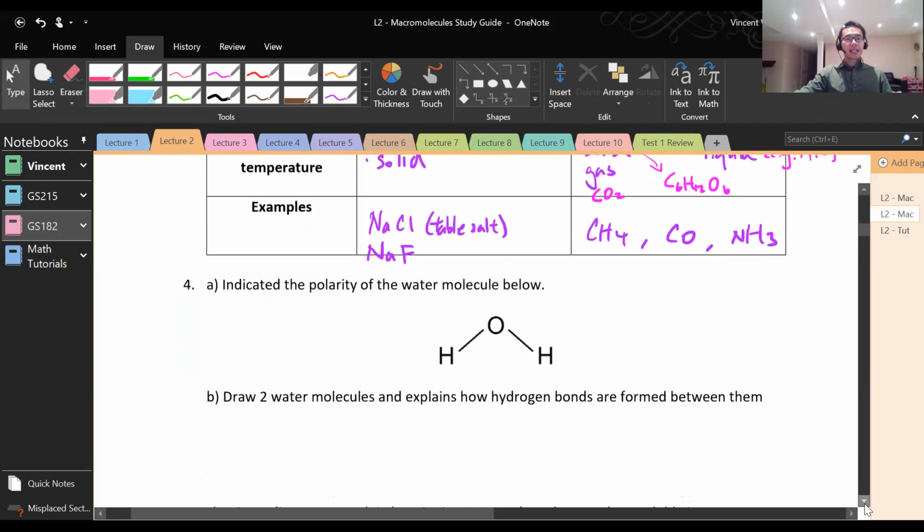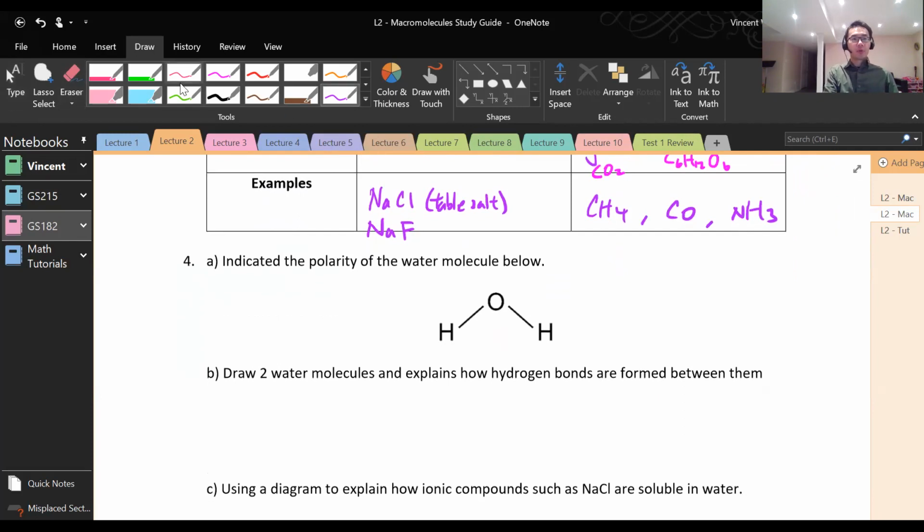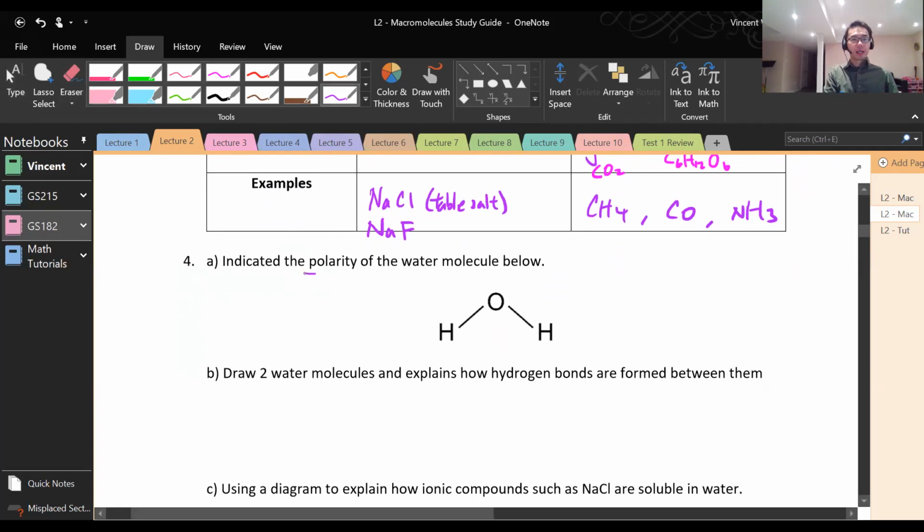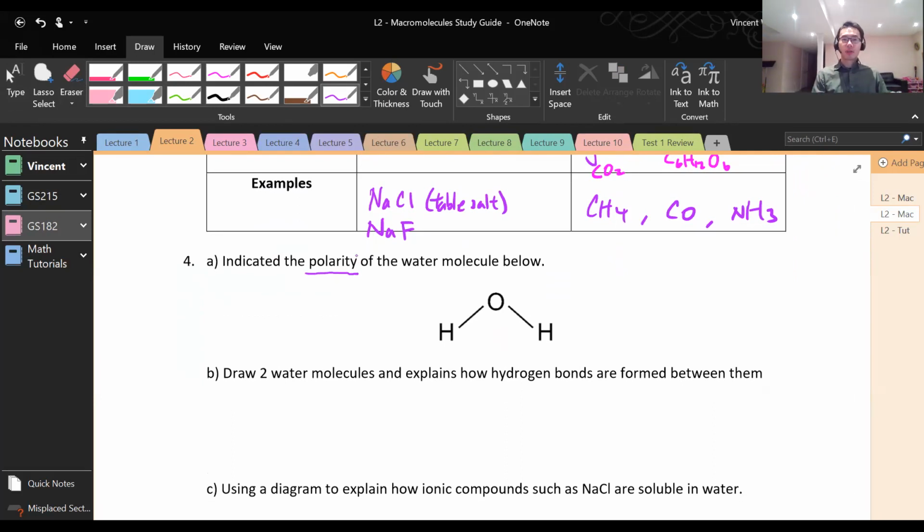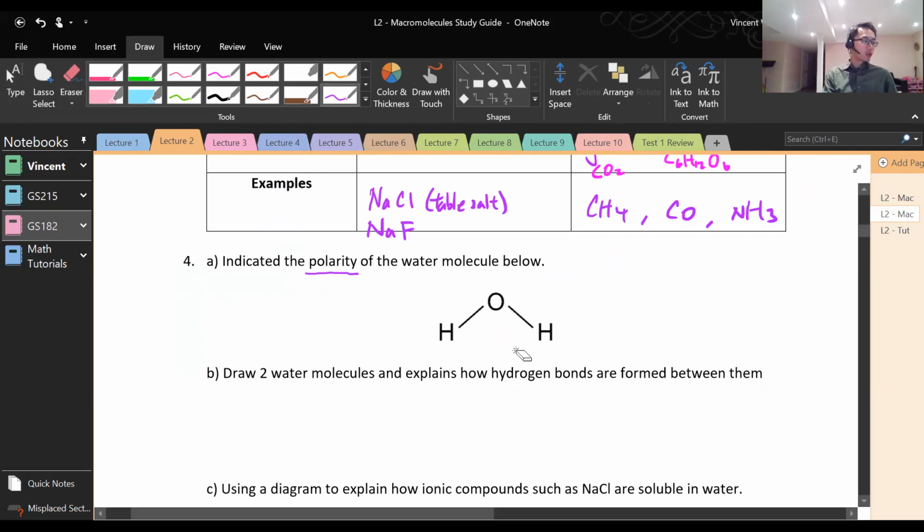All right, moving on. Indicate the polarity of a water molecule. Okay, so polarity refers to the overall distribution of electrons in the molecule.